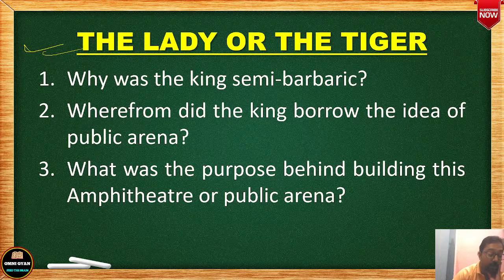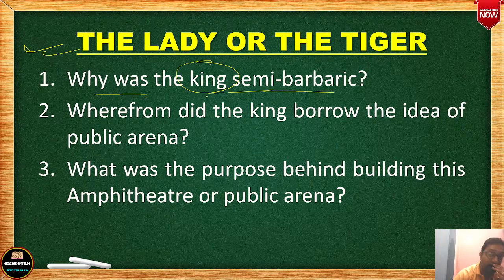Alright. Why was the king semi-barbaric? It's a very important question. Why was the king semi-barbaric? Because the way he punished was not like the other kings. He did not decide. The punishment was not decided by the king. The punishment was decided by the luck of the accused person.